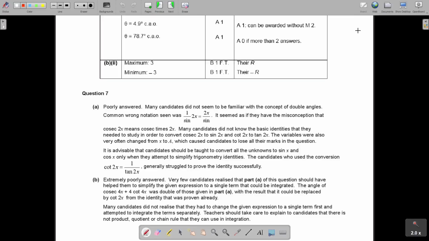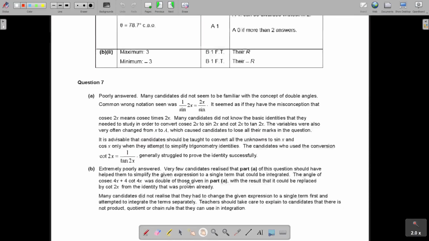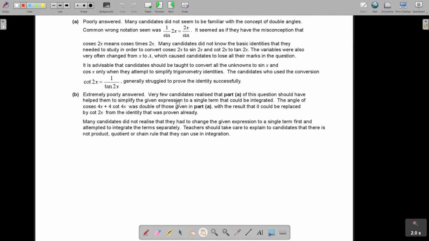So let's just go to 7b, and what do they say? Extremely poorly answered. Very few candidates realize that part A of this question should have helped them to simplify the given expression to a single term that could be integrated. The angle of cosec 4x plus cot 4x was double of those given in part A, with the result that it could be replaced by cot 2x from the identity that was proven already.